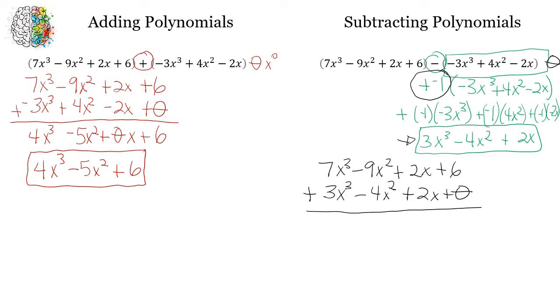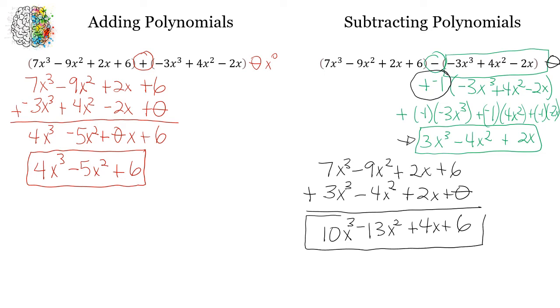And now I'm just going to go ahead and add my columns. 6 plus 0 is 6. 2 plus 2 is 4. Negative 9 plus negative 4 is a negative 13. 7 plus 3 is 10. And that's my final answer, 10x cubed minus 13x squared plus 4x plus 6.